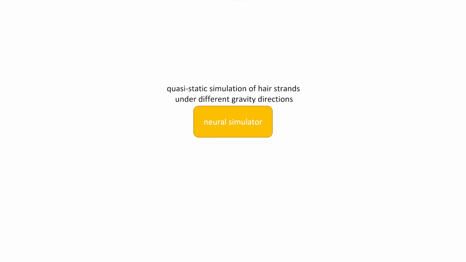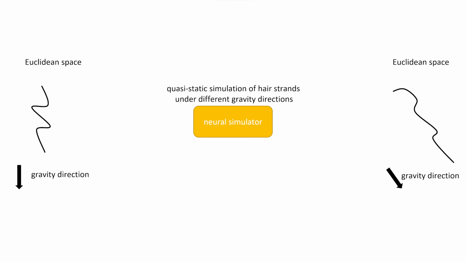As another interesting application of the strand latent space, we additionally trained a neural simulator that performs quasi-static simulation of hair strands under different gravity directions. Specifically, given a strand geometry in Euclidean space under standard gravity direction, the model learns to predict the shape deformation with another given gravity direction.